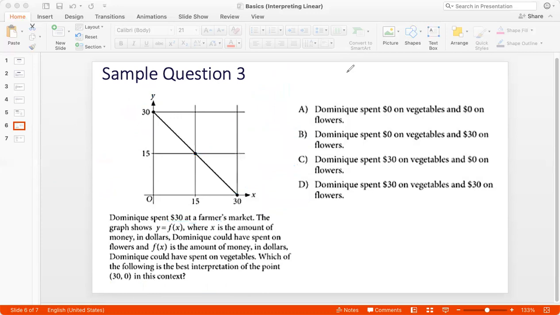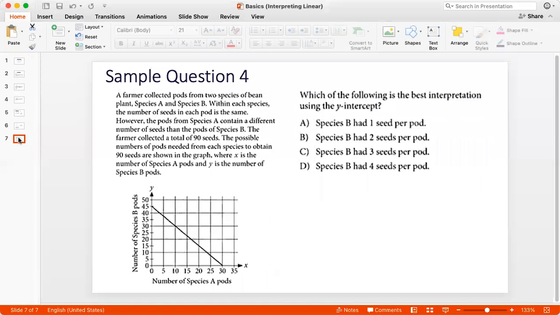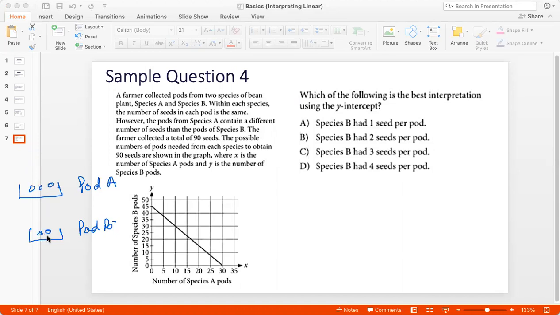Okay, let's do another one. A farmer collected pods from 2 species of bean plants, species A and species B. Within each species, the number of seeds in each pod is the same. However, the pods from species A contain a different number of seeds from the pods of species B. So there are 2 species of bean plants, pod A and pod B, and they have different numbers of seeds per pod, right? We don't know what those numbers are, but they are different.